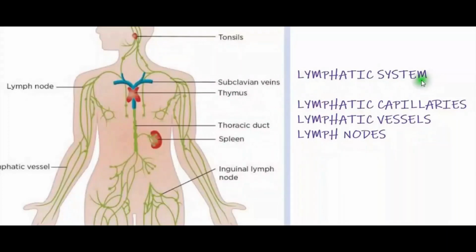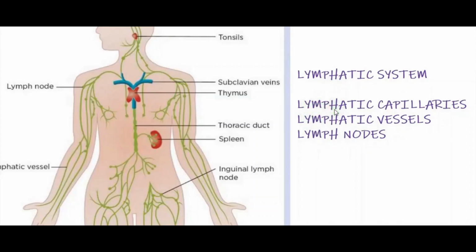Lymphatic system. This lymphatic system consists of lymphatic capillaries, lymphatic vessels, lymph nodes and lymphatic ducts. Lymph is a fluid, so through the lymphatic system lymph flows.